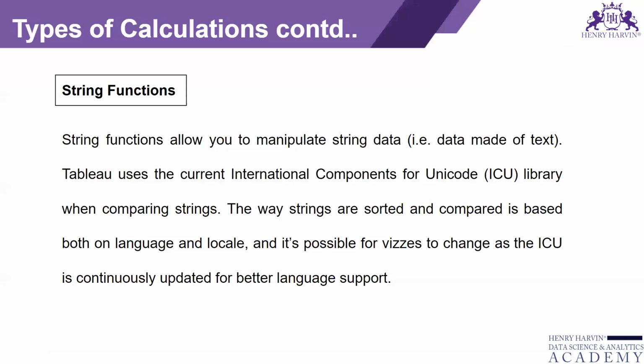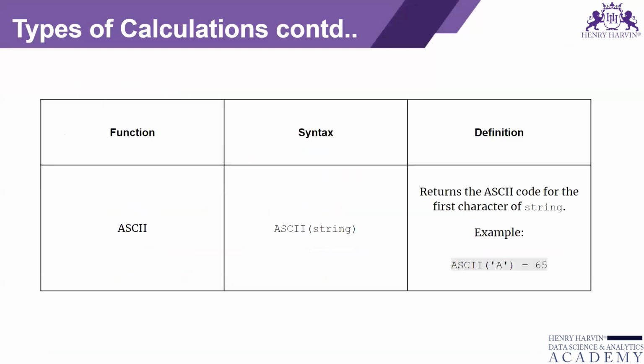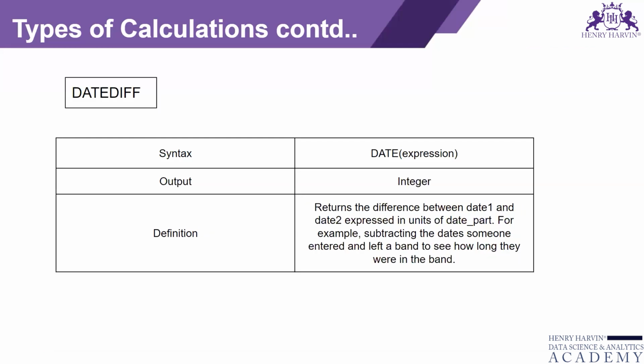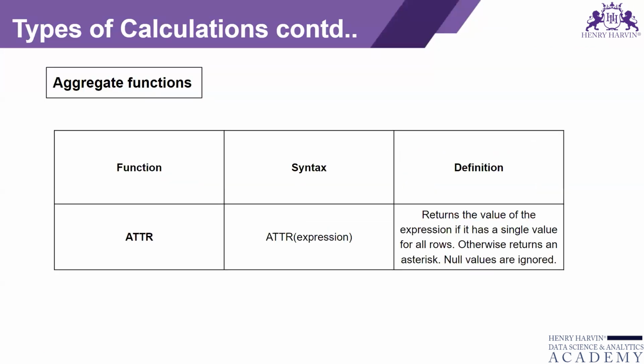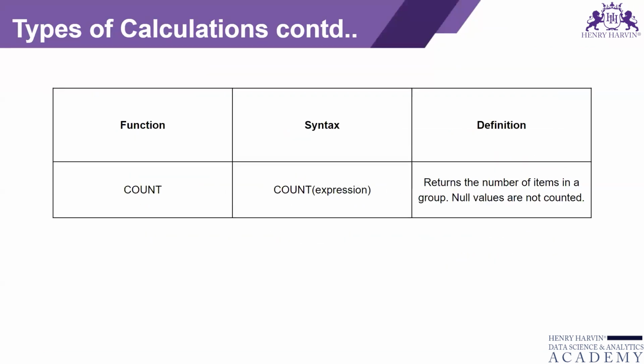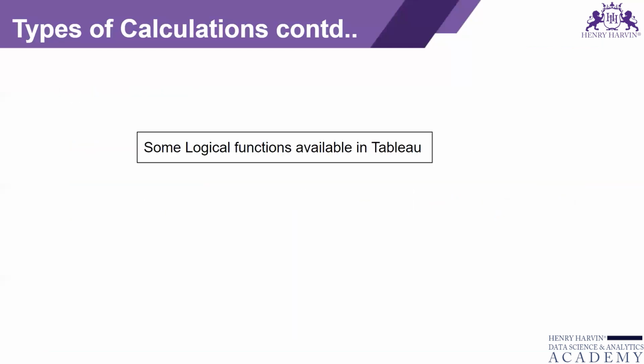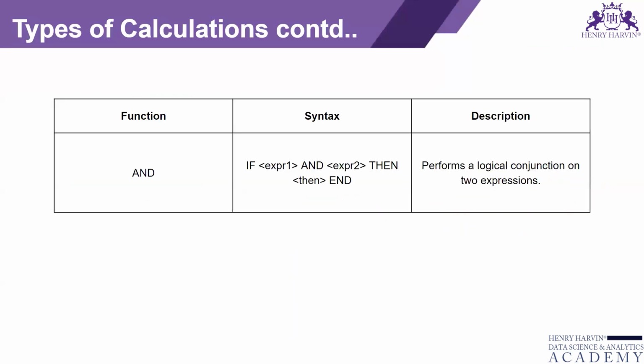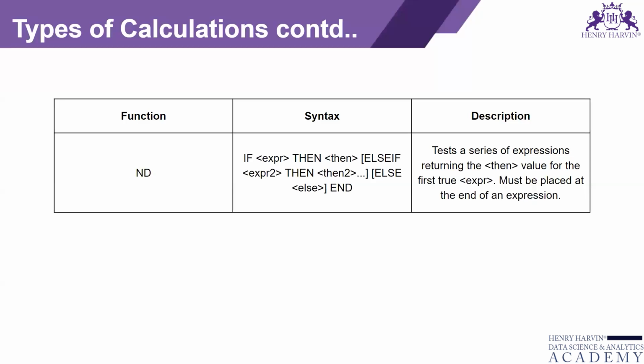Now, types of calculation also include string functions, so we saw some of the string functions. And date functions also, we saw how to work with date functions and all that, how to get month, average, count. We know all of these. Now some of the logical functions available in Tableau are IN, AND, ELSEIF, and END.